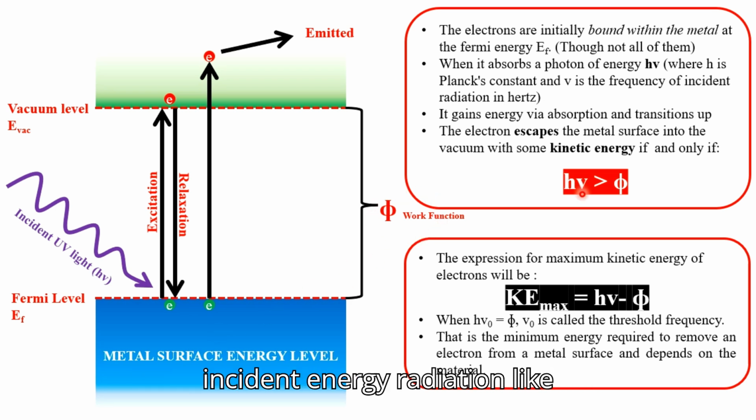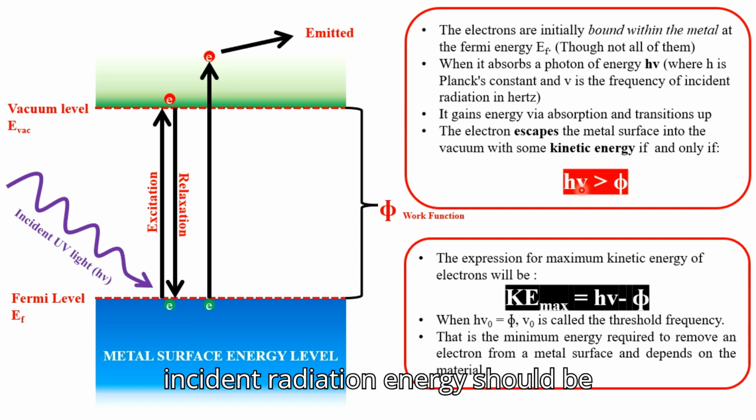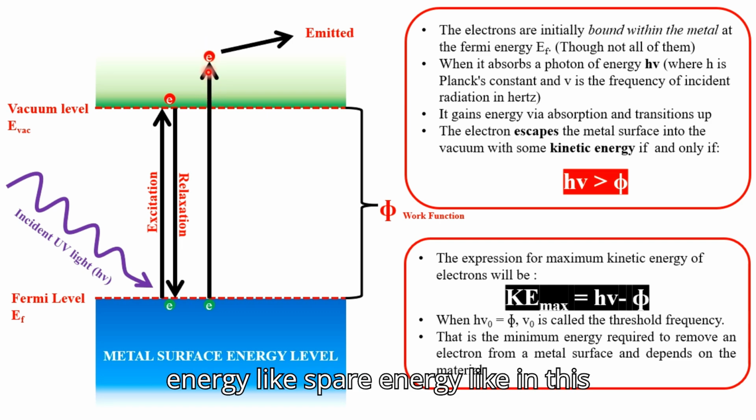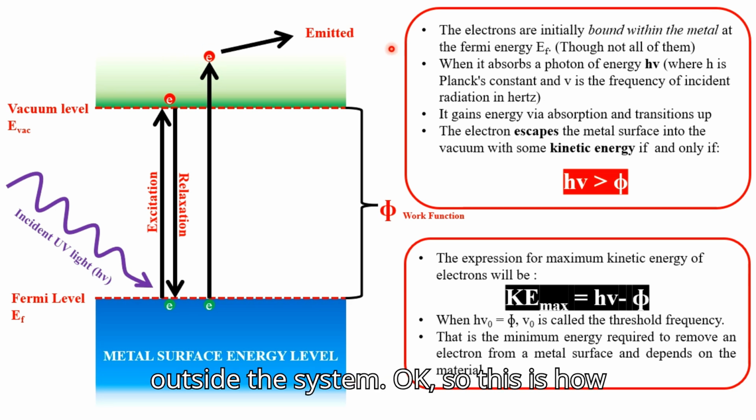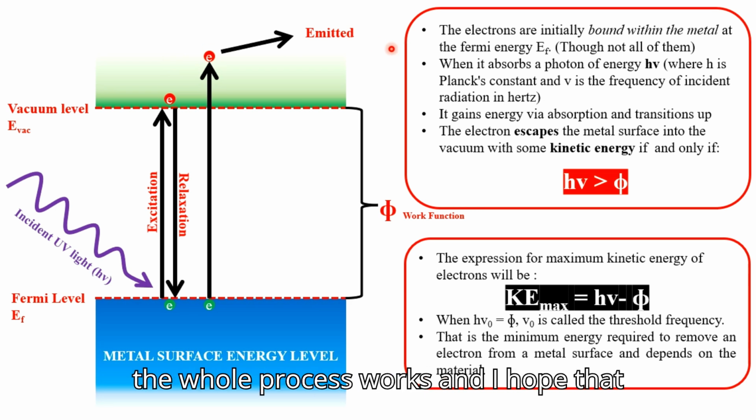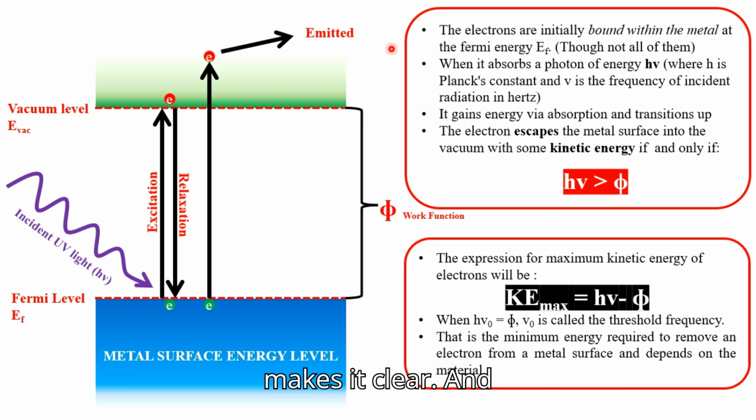So our incident radiation energy should be greater than phi. Only and only then will the electron have some spare energy, like in this region, to escape from this system. That is the only case where the electrons are successfully emitted outside the system. Okay, so this is how the whole process works, and I hope that makes it clear.